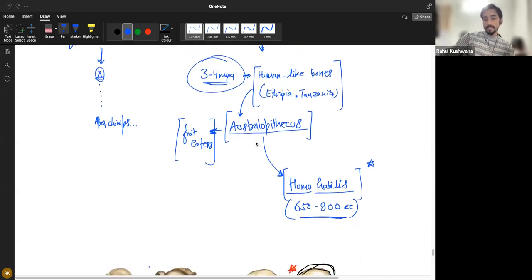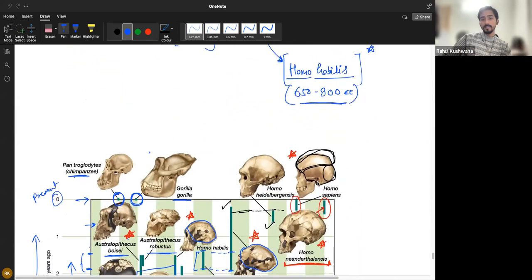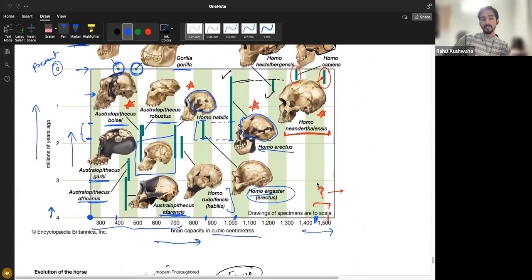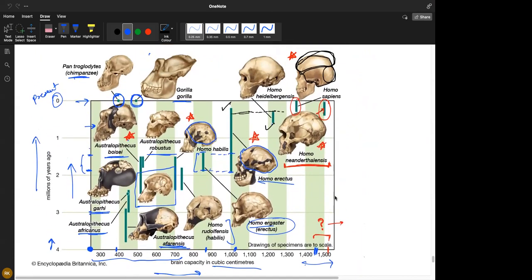From Australopithecus came Homo habilis, okay? And Homo habilis were the first Homo genus, okay? And this is the tree that I used in the class. I think you missed this class, right? Yes, sir. Yeah, so now look carefully.